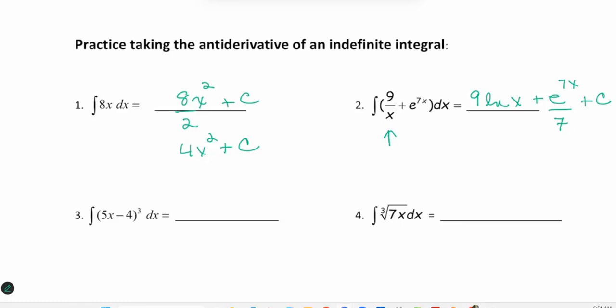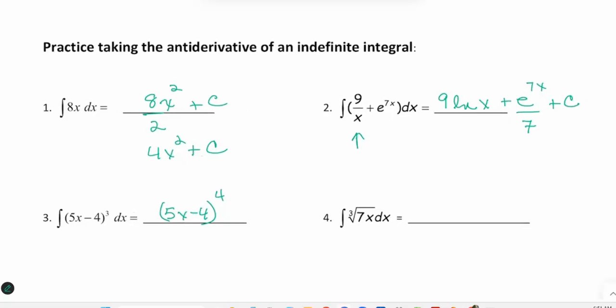Okay, next one. I have a function raised to a power. Take your function, add 1 to the power, take that power down below, and also multiply by the reverse of the chain rule. So what do I get? I get 5x minus 4 raised to the 4th over 20, plus c.